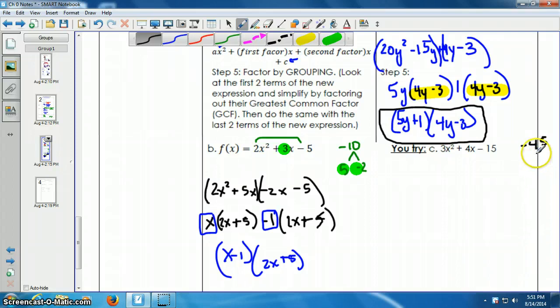Factors of negative 45 that would give you 4 are 9 and negative 5. So we bring down the first term. We replace the middle with those two factors. Make sure to give them a variable, an x, because we're just splitting that 4x up into two equivalent parts there. And then bring down that last term. Now our next step is to group.